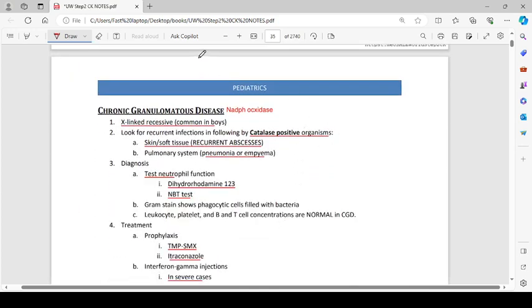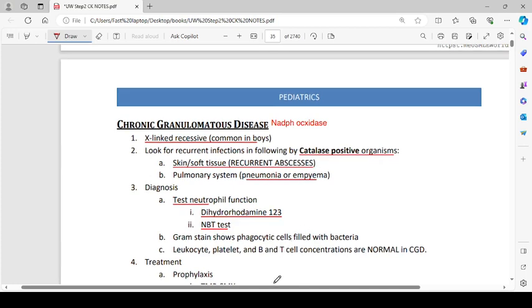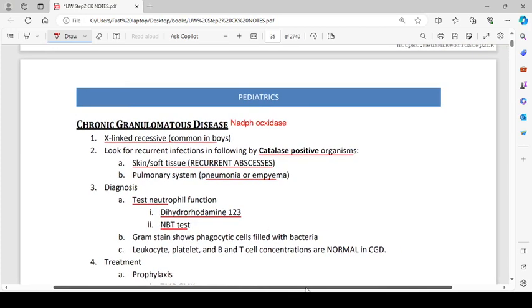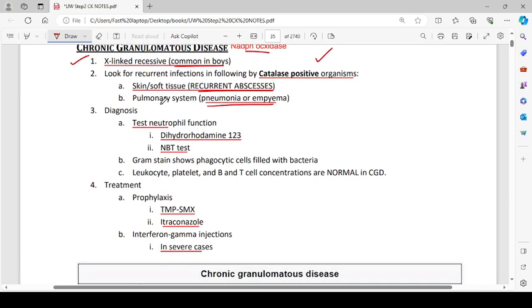Chronic granulomatous disease is caused by NADPH oxidase deficiency. This one is X-linked recessive, and that is why it is common in boys. Look for recurrent infections by catalase positive organisms. Skin and soft tissue infections like recurrent abscesses will be there, and pulmonary infections like pneumonia or empyema will also be present. How do we diagnose that?